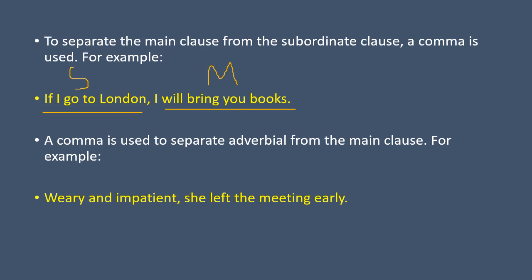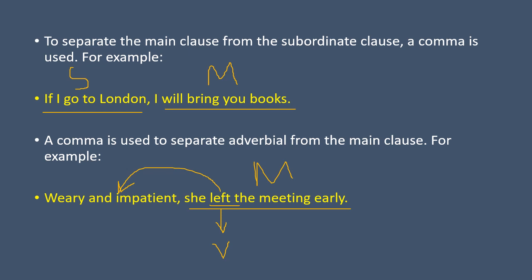A comma is used to separate an adverbial from the main clause. For example, weary and impatient, comma, she left the meeting early. Now she left the meeting early is the main clause. Okay, weary and impatient is the adverbial. Now what is an adverbial? Let us learn that as well. So what did she do when she was tired and impatient? She left. Okay, so leaving is the verb, and these two tell us more about this. You could say that there's a link between leaving and weary and impatient. So when she became weary and impatient, she left.